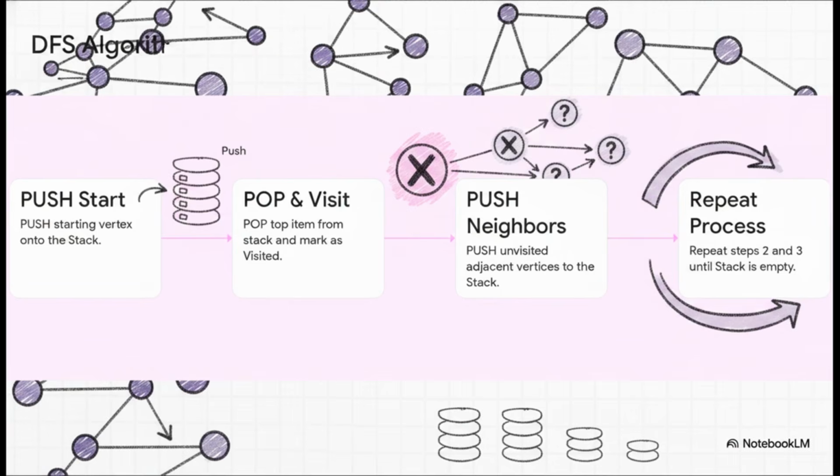It really just boils down to a 4-step loop. First, push your starting vertex onto the stack. Second, pop it off and officially mark it as visited. Third, find its unvisited neighbors and push them onto the stack. And finally, just keep repeating that process, popping, visiting, and pushing until your stack is completely empty.